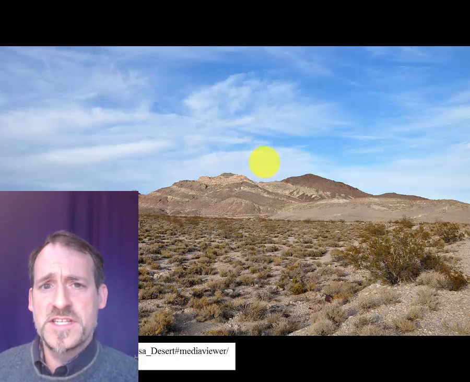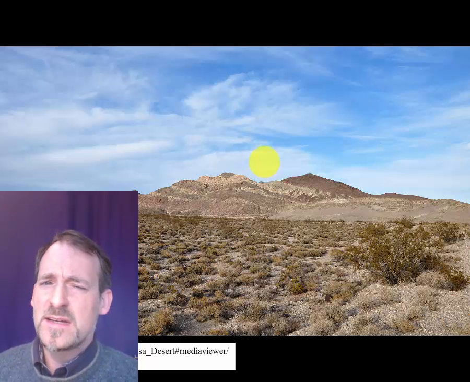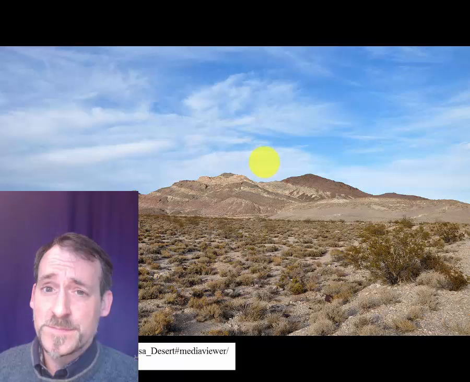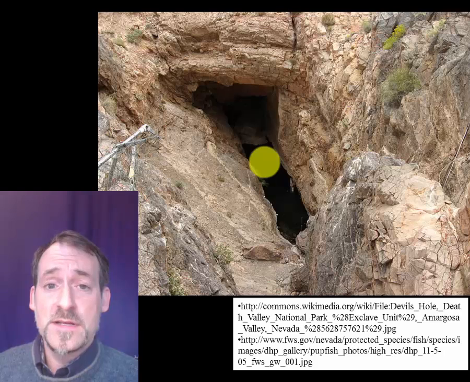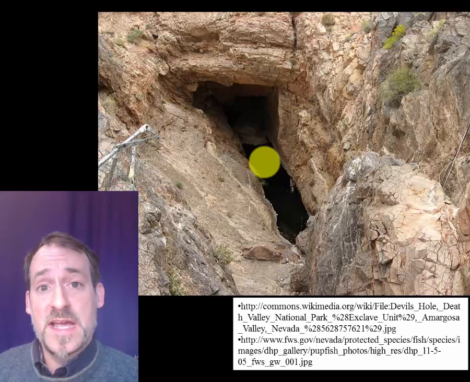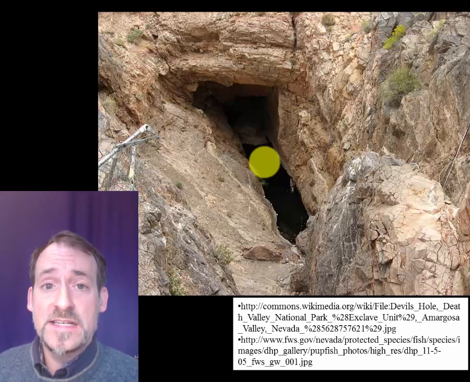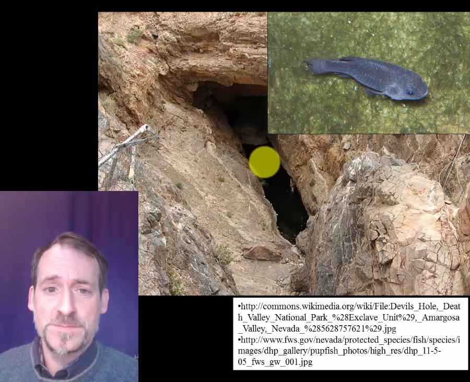This is the Amargosa Desert in California. It's near Death Valley. As you can probably tell from this picture, it's not a good place to be a fish. Nonetheless, in the middle of the Amargosa Desert, there is a cave. And at the bottom of the cave, there is a pool of water. And in that pool of water is the only population of a fish called the Devil's Hole pupfish.